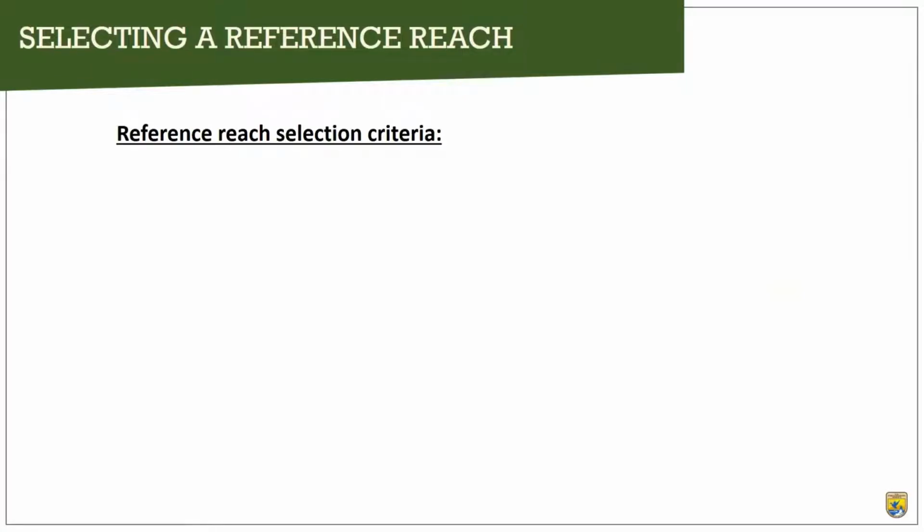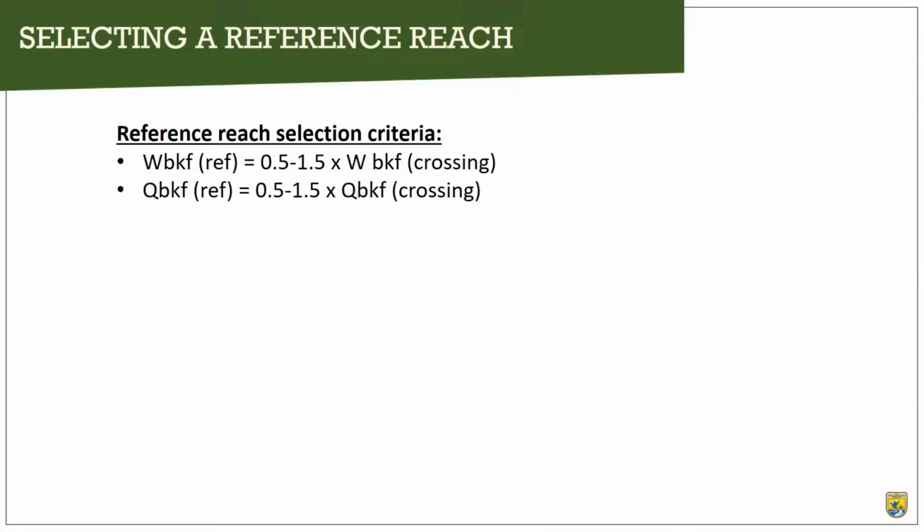So selecting a reference reach that is not near your crossing location, maybe from a different watershed, what do you need to know about that? We want the bankfull width of our reference reach to be no less than a half or no more than 1.5 times the bankfull width of our crossing. We want the discharge of our reference reach to also fall within 0.5 to 1.5 of the bankfull discharge. And we want our stream order to be within 1 stream order of the crossing.